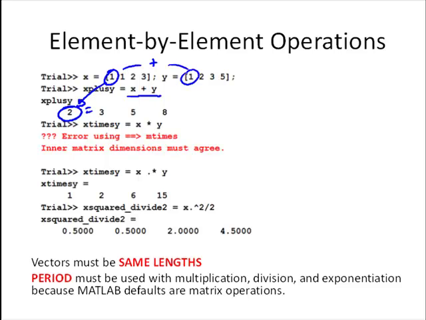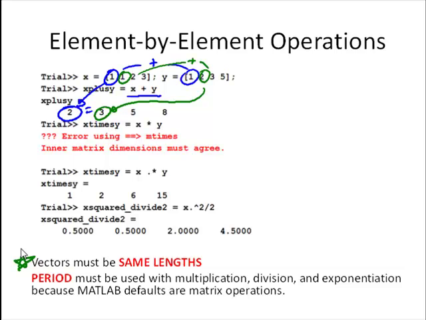That goes there. The second element of x plus y, the 3, is equal to the second element of x plus the second element of y, and so on. And so it adds the corresponding elements in the vectors and creates a new vector with that sum. One important note here, for that to work, those vectors must be the same lengths.